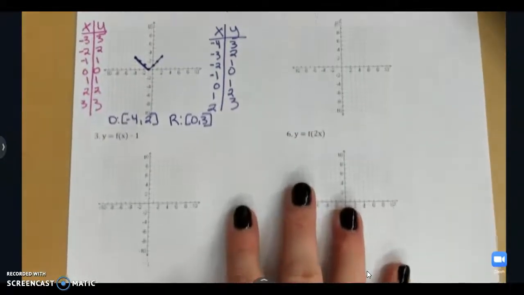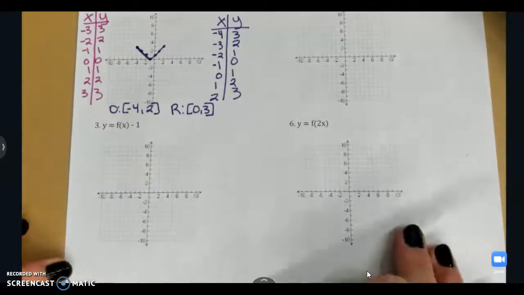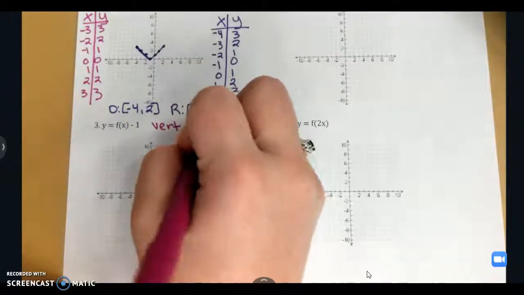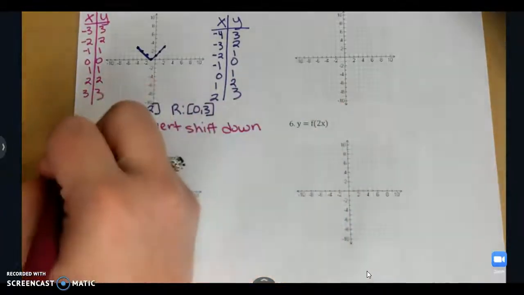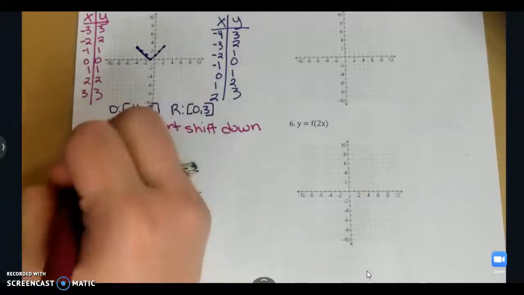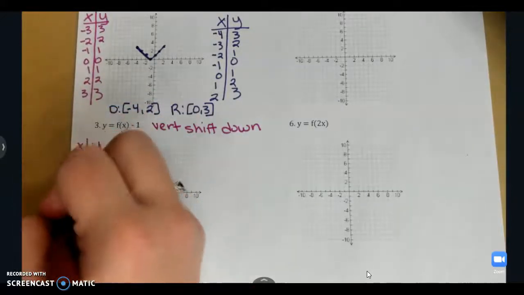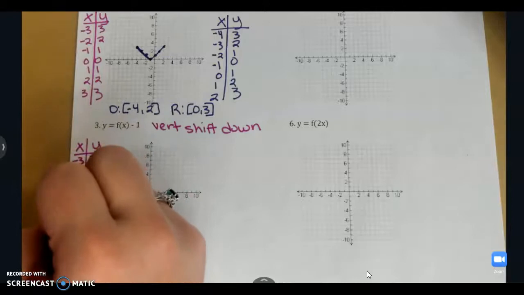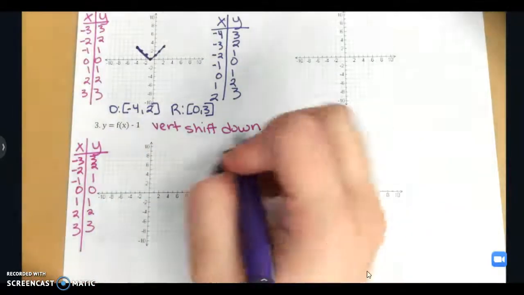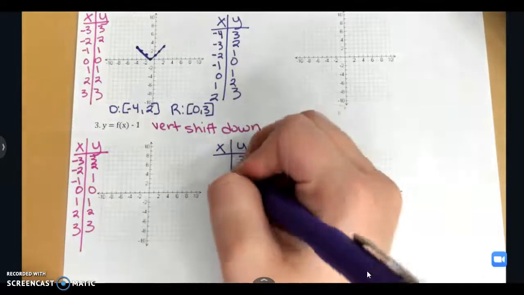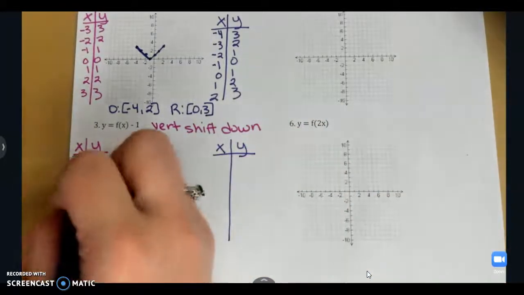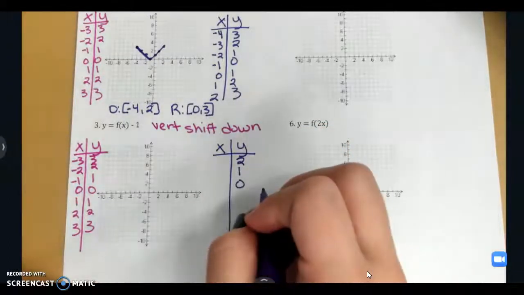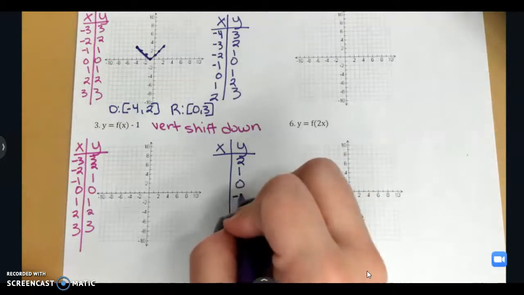Moving on to number 3. f(x) - 1, that is going to be a vertical shift down because it's negative. So the points on my parent function. When I shift down, only my y values are going to change. And going down on my graph, they decrease. So I'm going to subtract 1 from each of these y values.